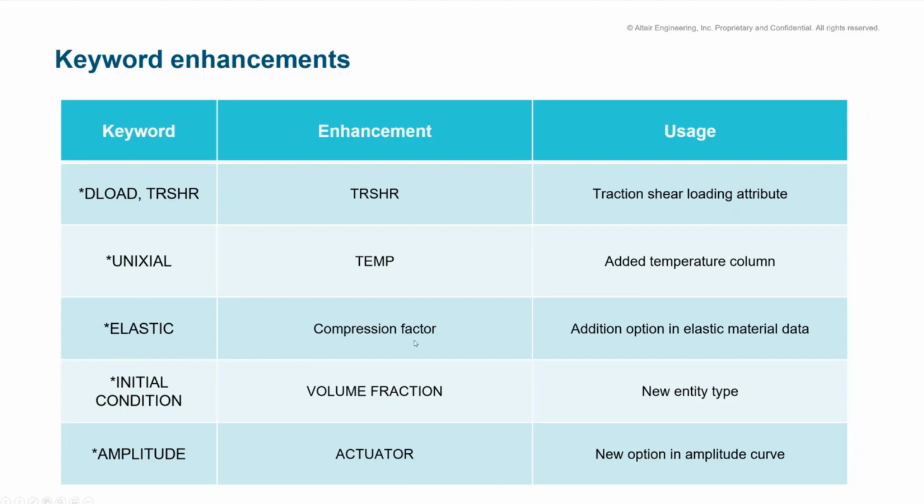And for elastic, there is an additional option called compression factor, which is added. And for the initial condition with the volume fraction, and for amplitude, which is nothing but the curve entity, there's an actuator option that is required for explicit solvers, and that's been added as well.